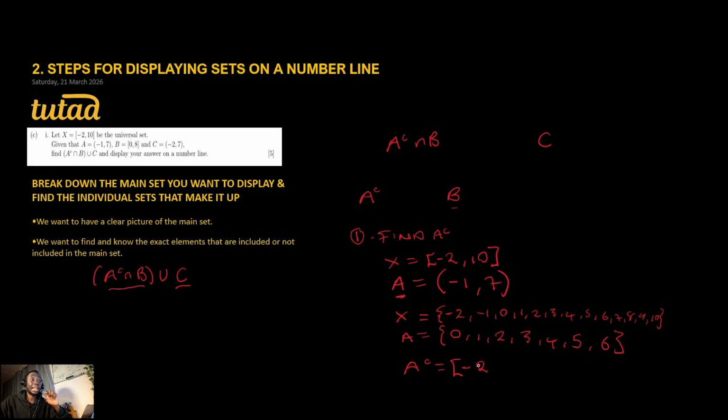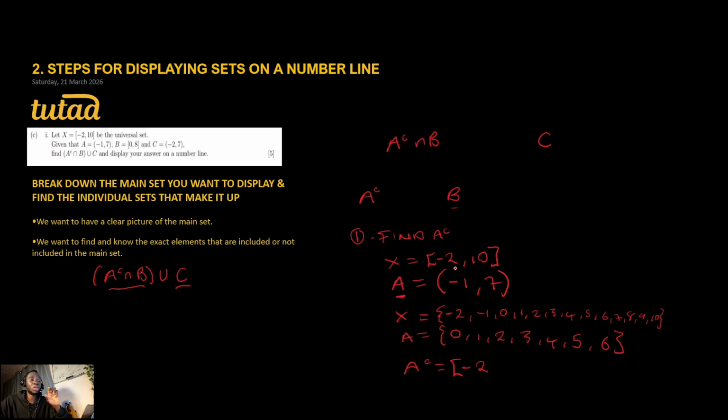Now that we know that -2 is our first element in the set A complement, let us find the next element after -2 that is also part of A complement, or rather, let us find the next element after -2 that is not part of set A.